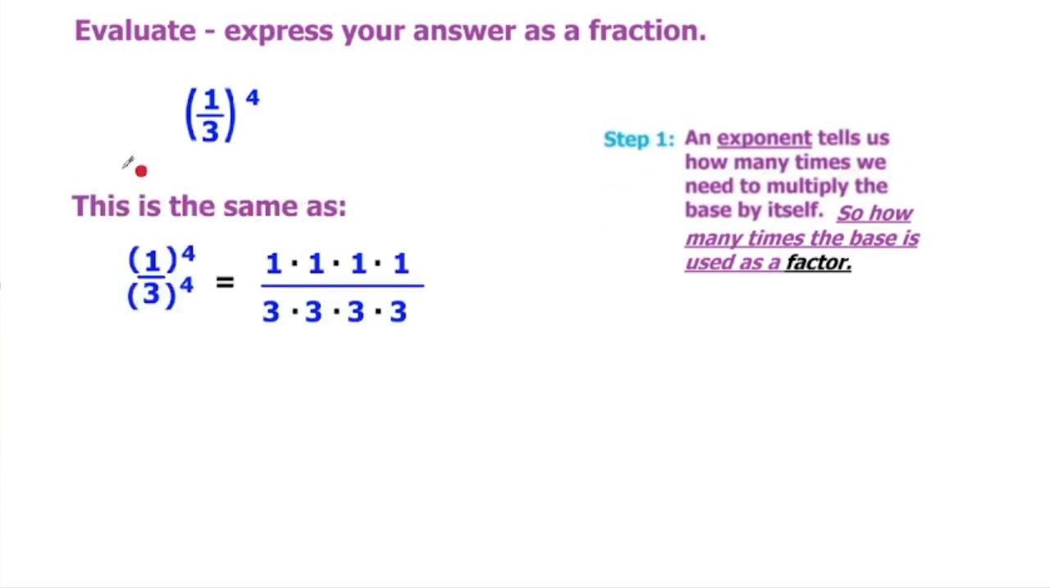So we could consider this as 1 to the 4 and 3 to the 4. We could look at it separately like that. So our new base is 1, 1 times 1 times 1 times 1. And here in the denominator, the base is 3, and it's 3 four times. Okay?